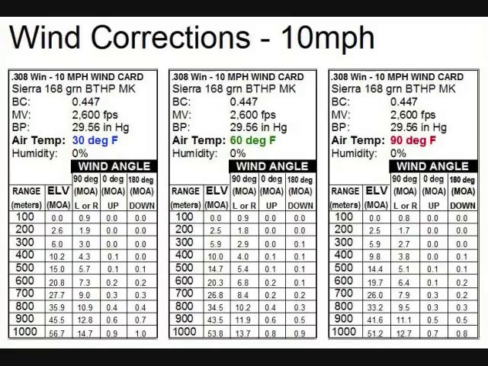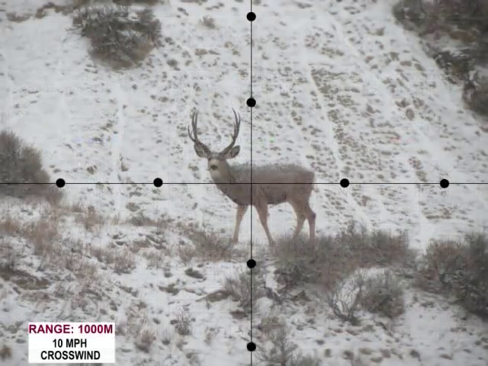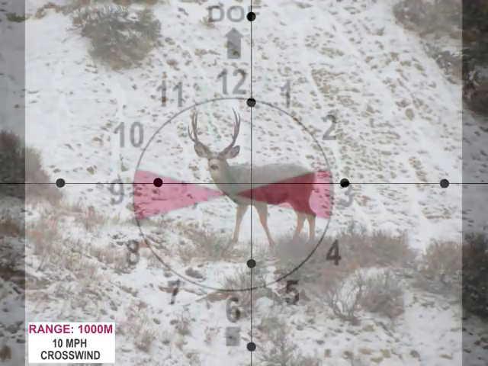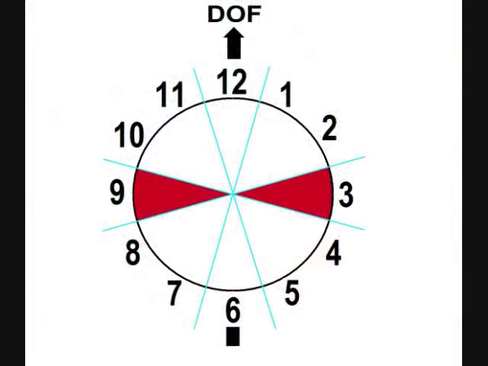So let's go ahead and look at what this would translate to out there in the real world. Okay, so here's our mule deer buck standing at 1,000 meters. It's not moving around. And in this case, we're just going to look at a 10-mile-an-hour crosswind. So a full 90 degrees, we'll say the wind is coming from your left. So it's a 9 o'clock wind, meaning coming from your left and going towards your right. So it's going to push your bullet to the right.